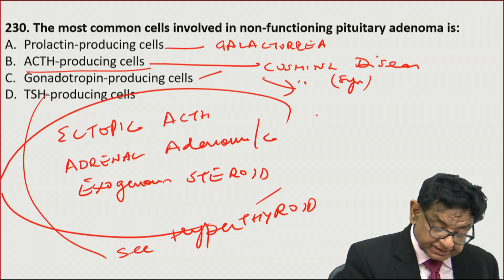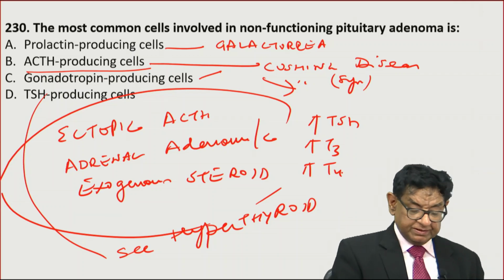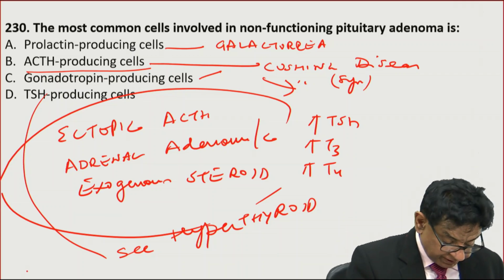In this case, there will be increased TSH, increased T3, increased T4. Okay? This is regarding secondary hyperthyroid.